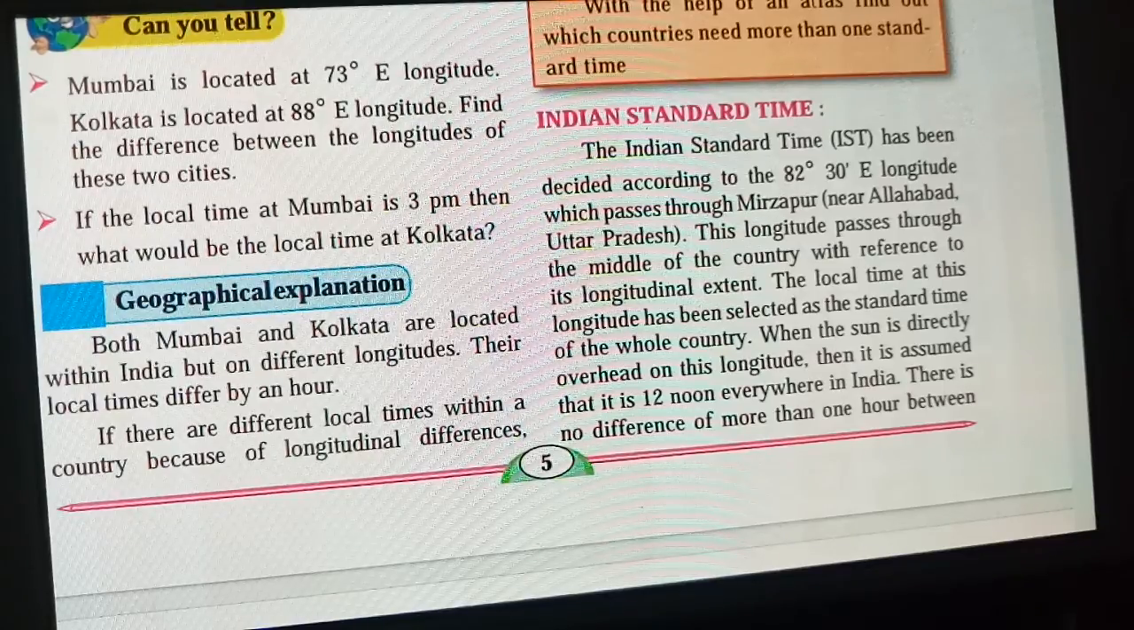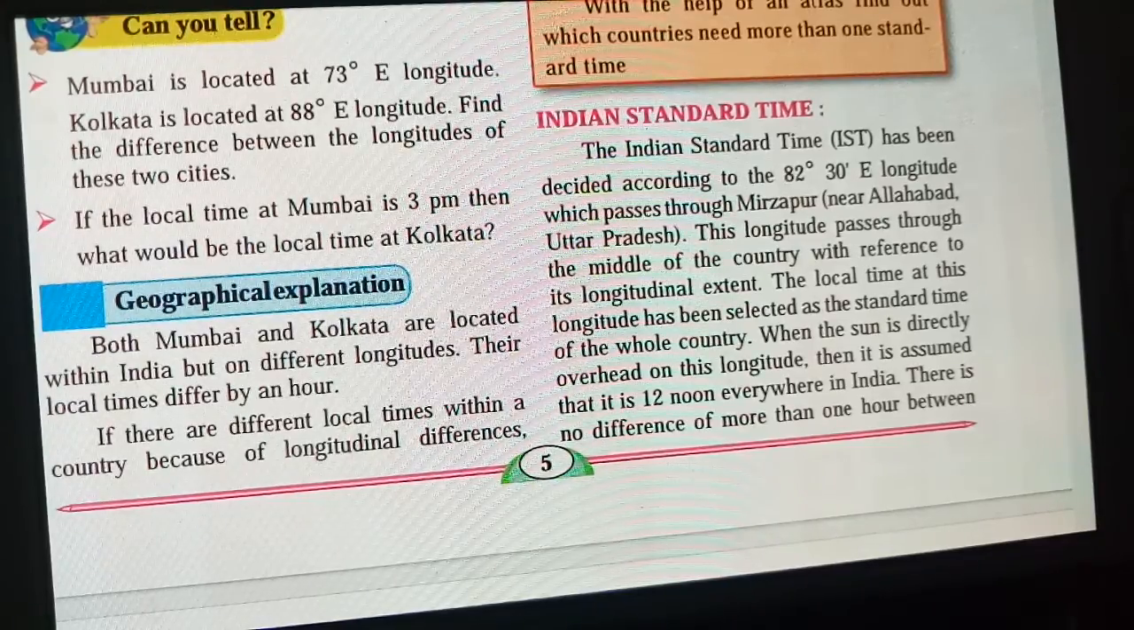This longitude passes through the middle of the country with reference to the longitudinal extent. The local time at this longitude has been selected as the standard time of the whole country. So this time belongs to the longitude of Indian Standard Time. Why? Because this is the IST time.